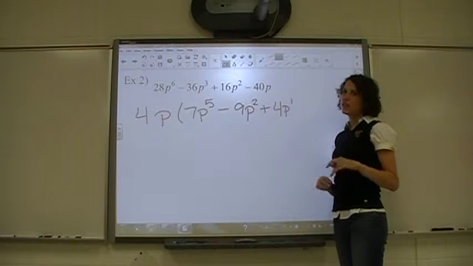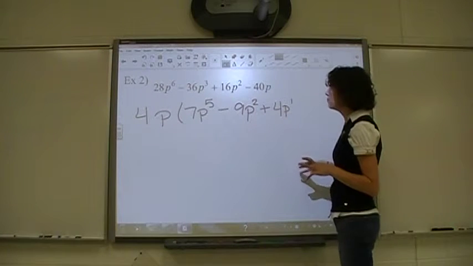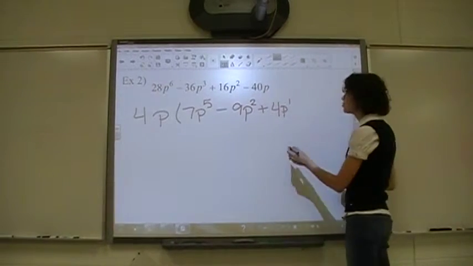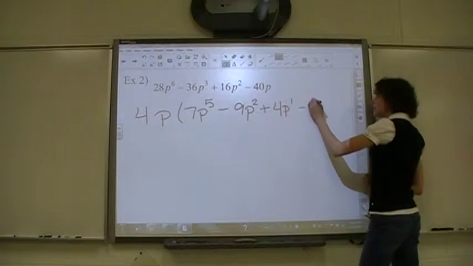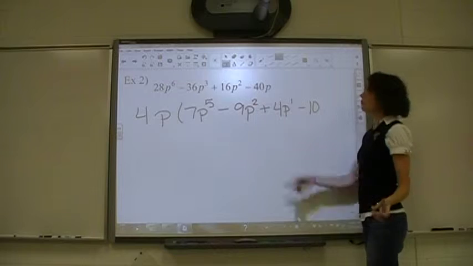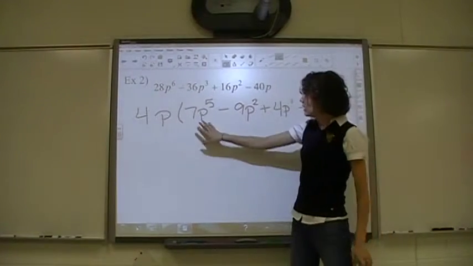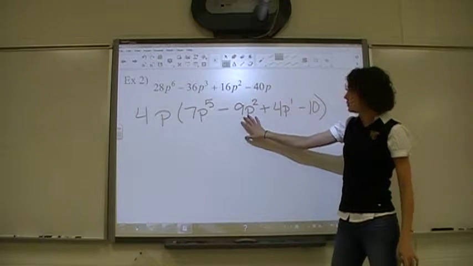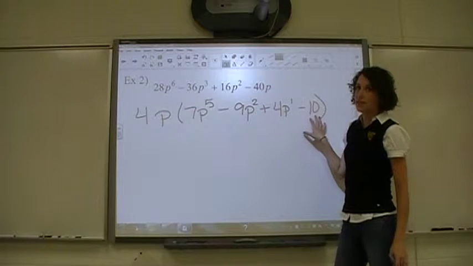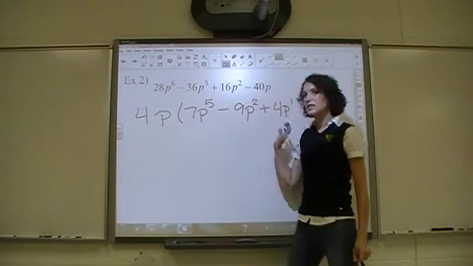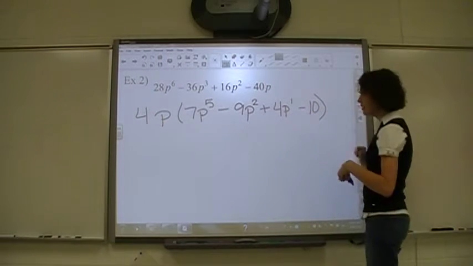You can put that 1 there, or you don't need it. It's up to you. Now we have negative 40p, and we take 4p out, so we're just left with negative 10. You don't have a p there because you took that whole entire one out. And now if you look at your numbers again, 7p to the 5th, 9p squared, 4p, and 10, none of them have another common factor, so this is my final answer. Let's try another one.